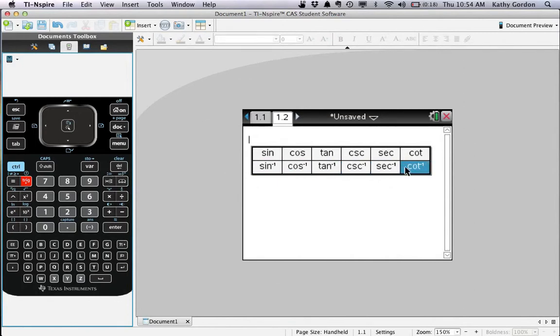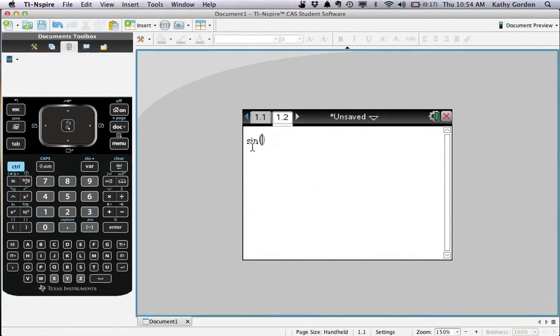And we use inverse trig functions when we have the sine of a variable equal to something and we need to undo the sine, or undo whatever the trig function is. We'll show you an example of that in just a second. But for right now, I want to take the sine of 70 degrees. I get sine and my parentheses here, and all I have to do is type in the 70 because my calculator is already in degree mode.